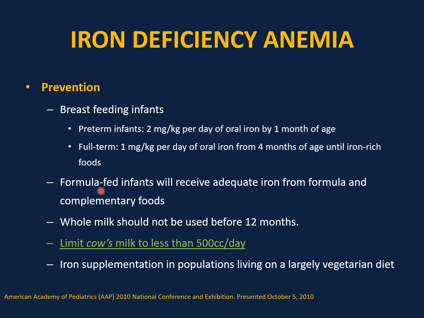Formula-fed infants: if the formula is rich in iron or with an adequate amount of iron, there is no need to supplement oral iron for full-term infants. Whole milk should not be used in the first 12 months of life. Before 12 months, you should not give whole milk, because this will cause iron deficiency anemia. Limit cow's milk to less than 500 cc per day in children older than 1 year.